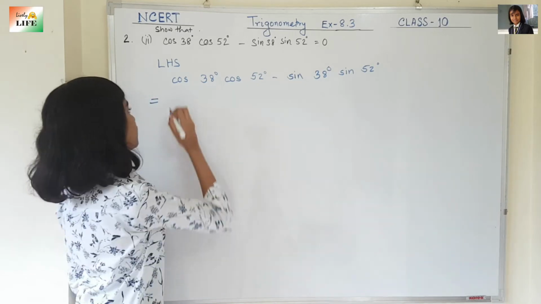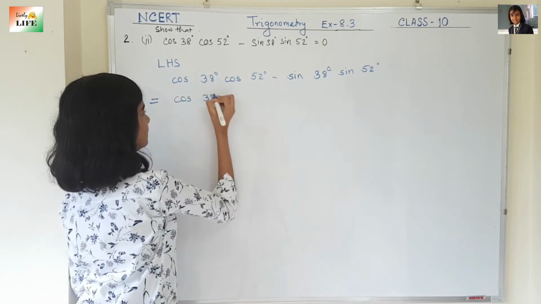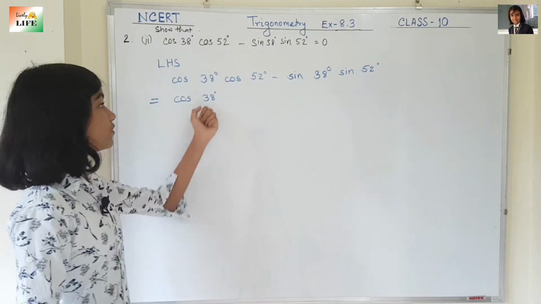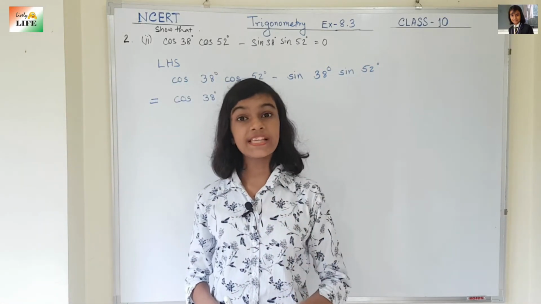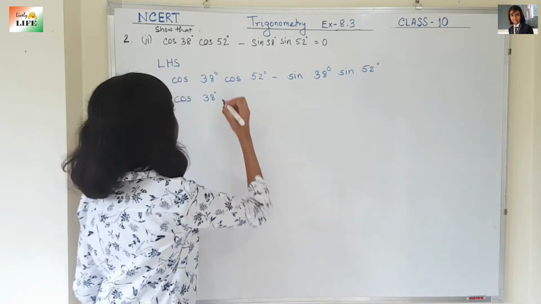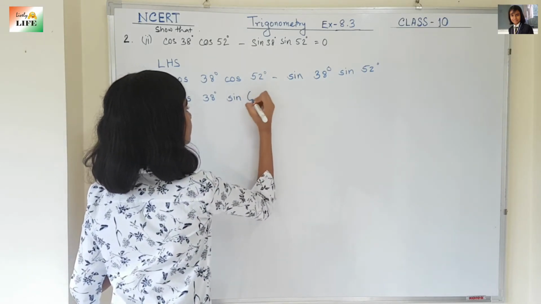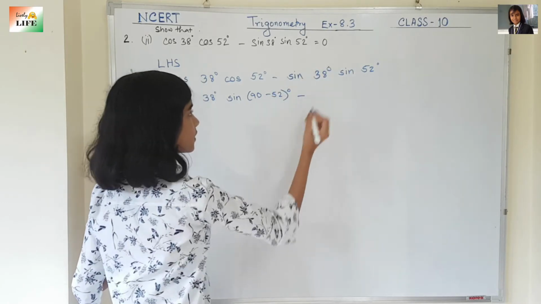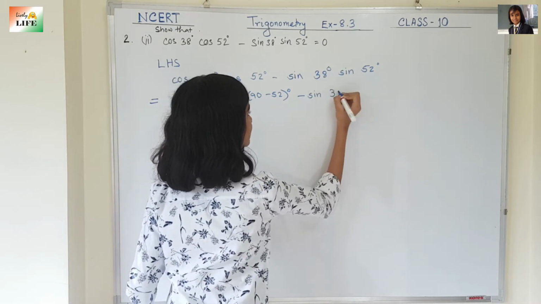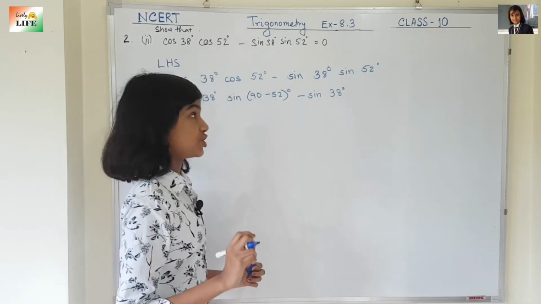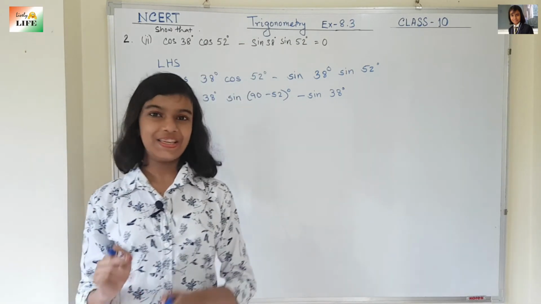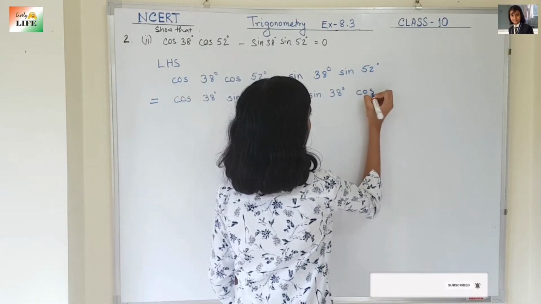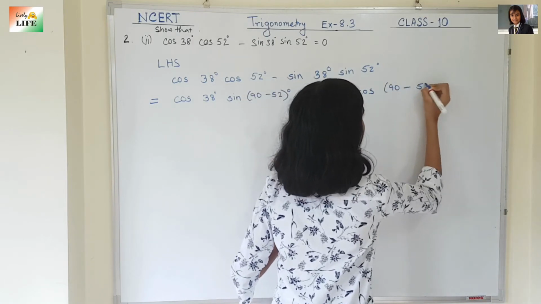Now first cos 38 degree, okay? Now what we know, cos A is equal to sin 90 minus A, and over here cos 52 degree. So we can write cos 52 degree as sin 90 minus 52, right? Sin 38 degree. Now we also know that sin A is equal to cos 90 minus A. So sin 52 degree we can change into cos 90 minus 52, right?